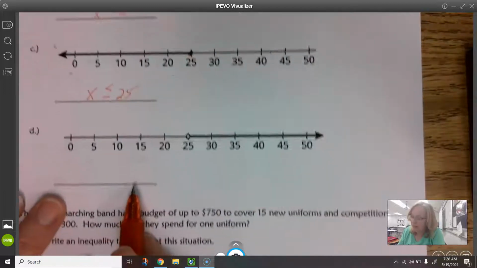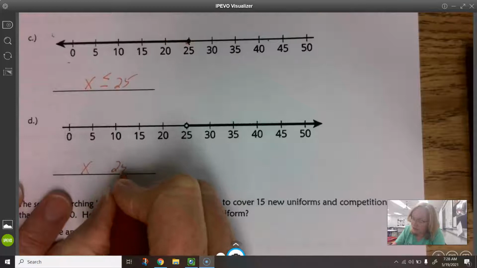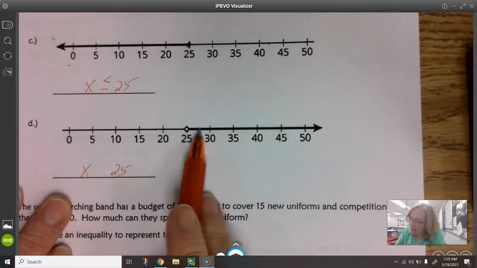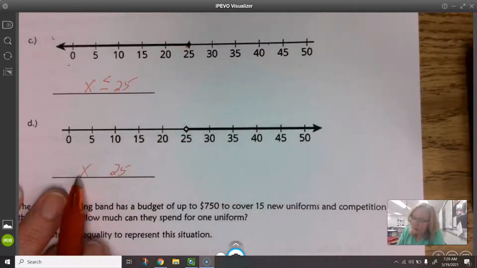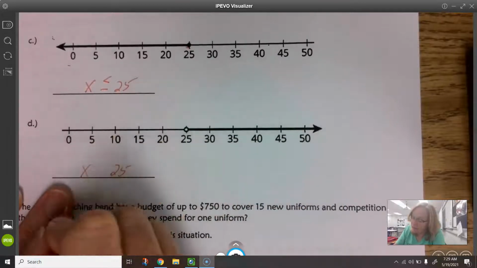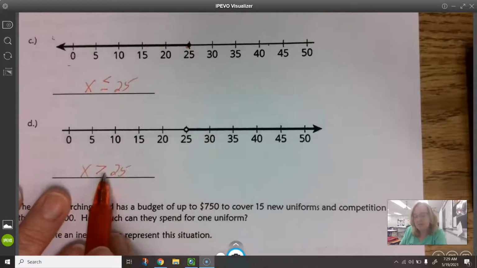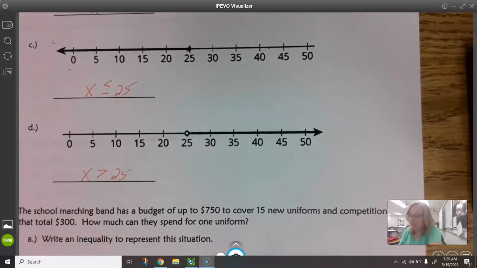Okay? Let's look at D. Still on the 25. I'm going to always put the X here, the 25 here. But notice my inequality is getting bigger, and also if you put the variable on the left-hand side, your graph will always go the same direction. So X is greater than 25. Is it equal to? Nope. See, there's no licorice filling it in.